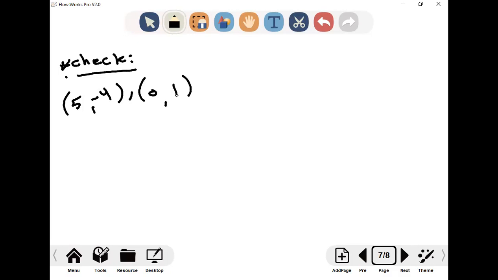Here, name them x1, y1, x2, y2. Apply the formula of the slope, and we call it what? y2 minus y1 over x2 minus x1.